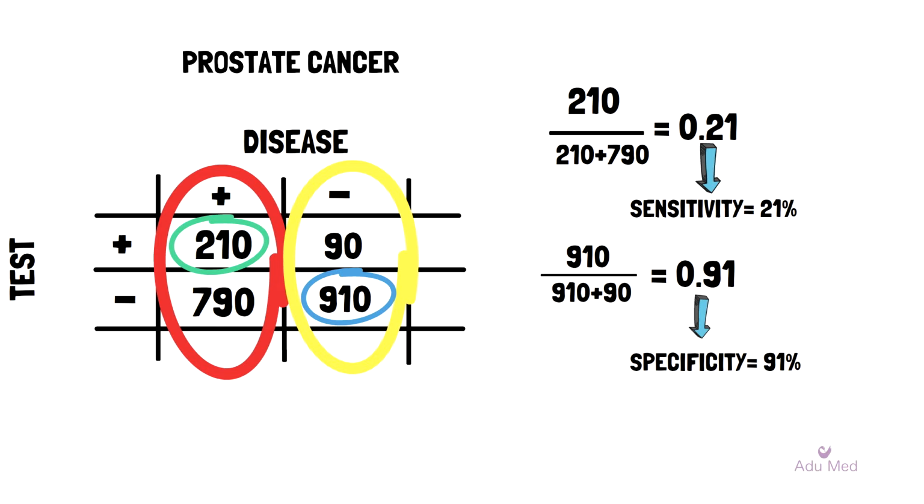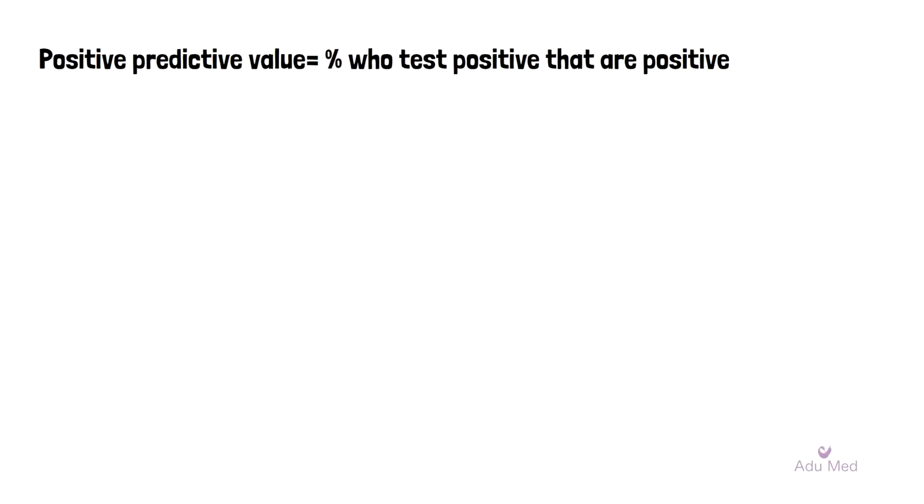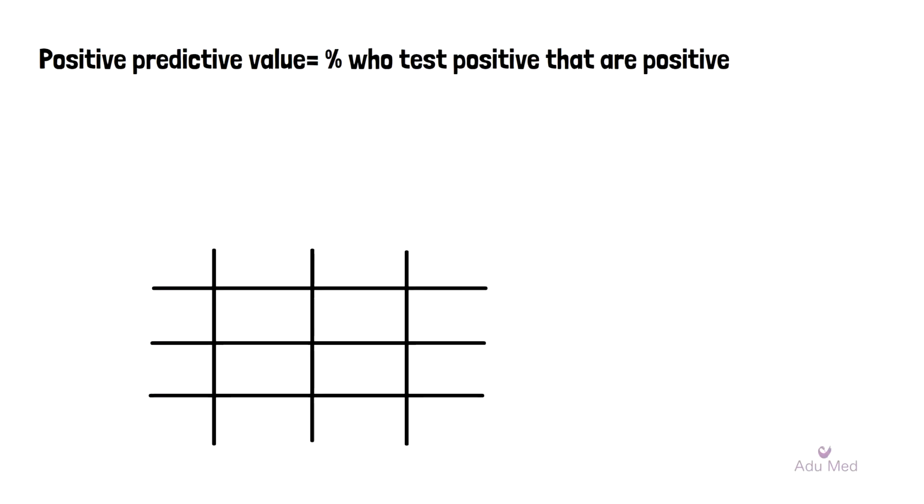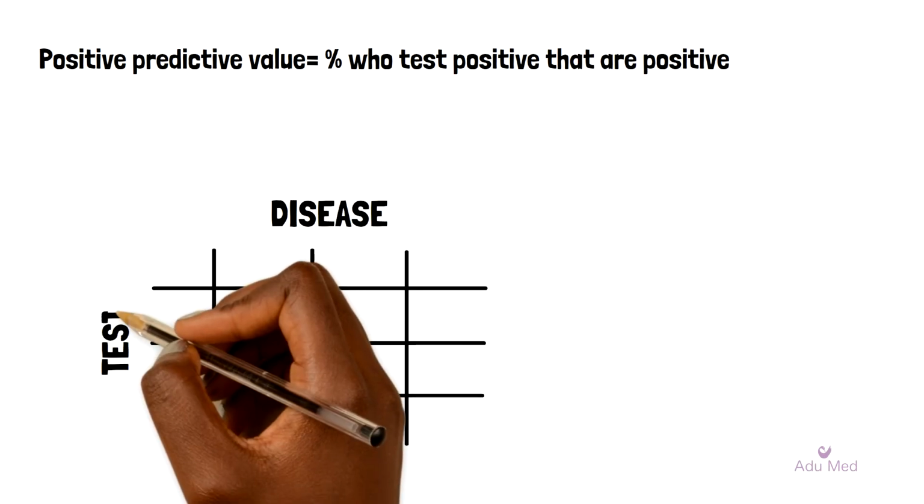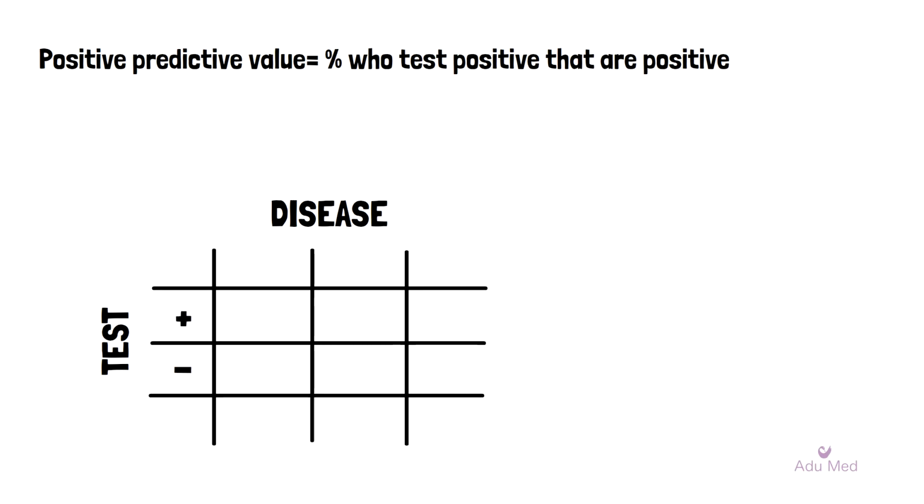We can apply a similar principle to working out positive and negative predictive values. Positive predictive value tells us the percentage of people who test positive that are actually positive. So for example, if I test positive for a particular disease such as prostate cancer, following going for a PSA test, the positive predictive value tells me what the chances are that I actually have the disease tested for.